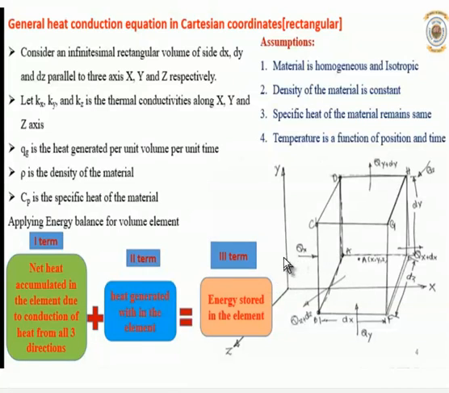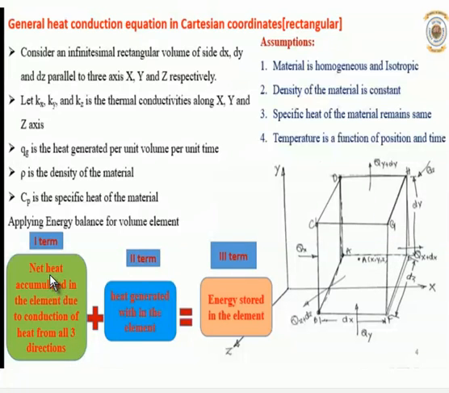The heat flows from one side through this element and exits from the opposite side; similarly, heat flows in the y direction and exits, and flows in the z direction and exits. When the heat flows through this element, the net heat is accumulated within the element. That is our first term. The net heat accumulated is nothing but storage of heat: when heat flows, some amount is stored in this element as it passes through all three directions.